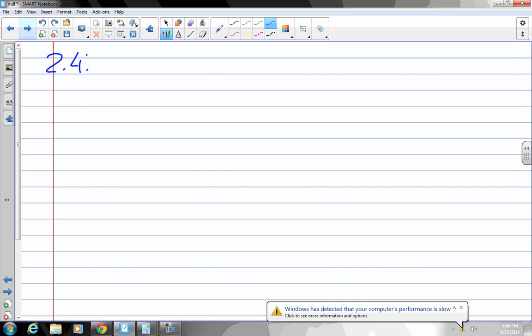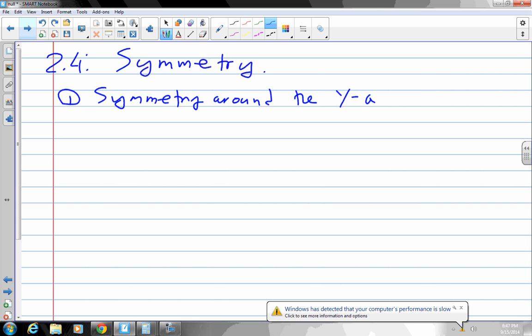Section 2.4 is dealing with symmetry, and I'm just again going to give you the highlights of that section, or what's important. There are 3 types of symmetry that we focus on in the graph. Actually, there are only 2 that we focus on, but there are 3 that I'll mention. One of them is symmetry around the y-axis, or with respect to the y-axis. That means whatever's to the left of the y-axis is the mirror image of whatever's to the right of the y-axis.